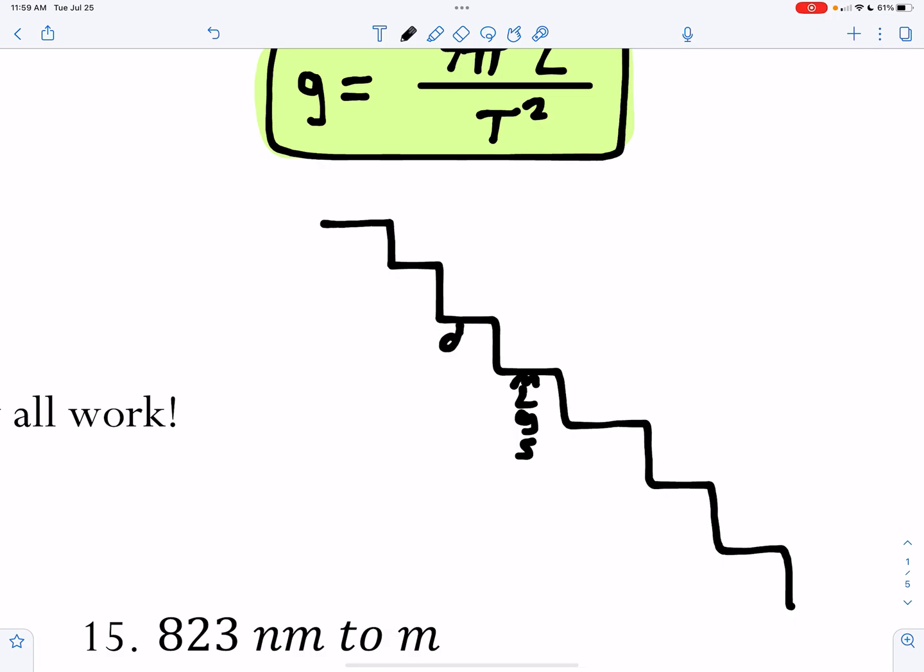So this would be deca, so a decameter, decaliter, decagram, decasecond. H stands for hecto: hectometer, hectoliter, hectogram, hectosecond. And then K stands for kilo, kilometer. You would say it as kilometer, kiloliter, kilogram, kilosecond.